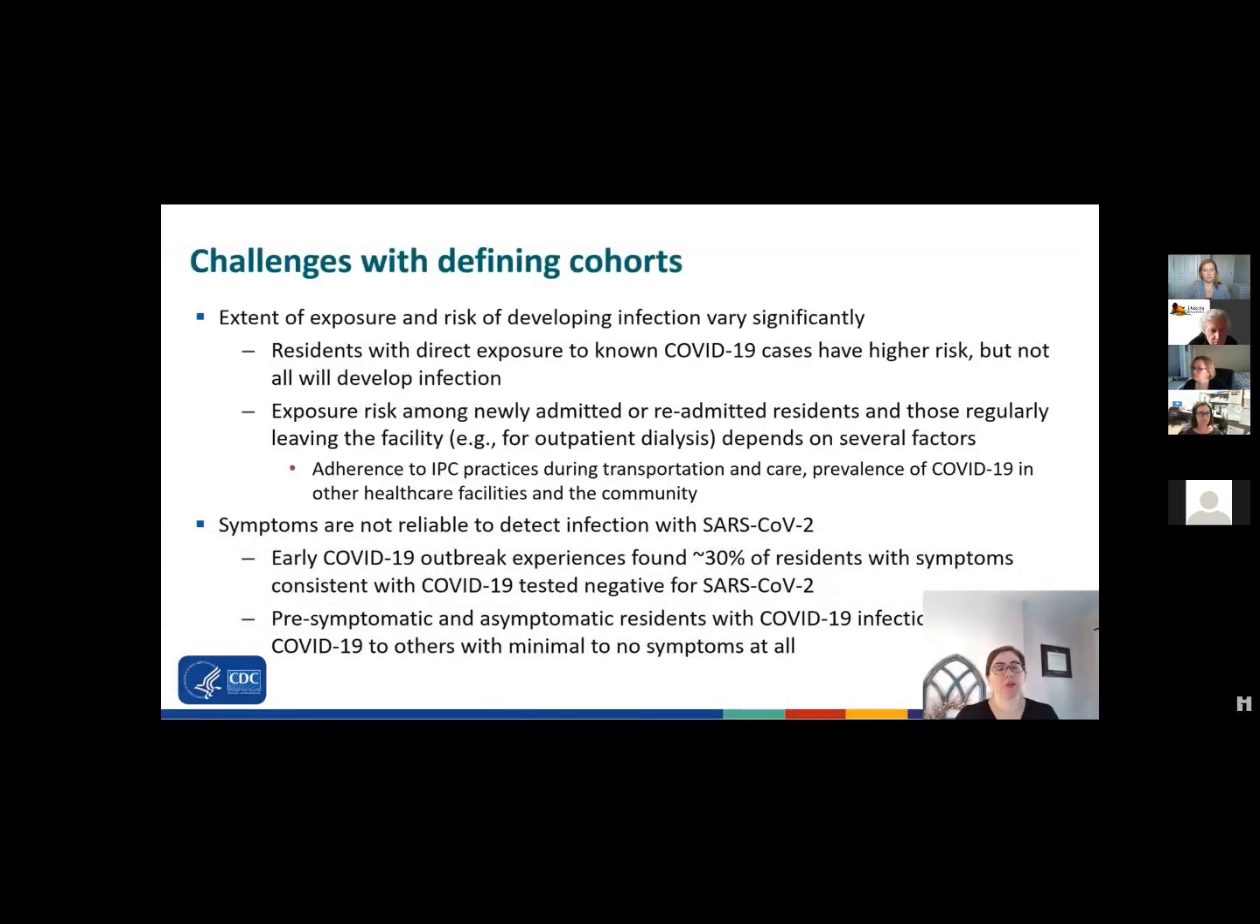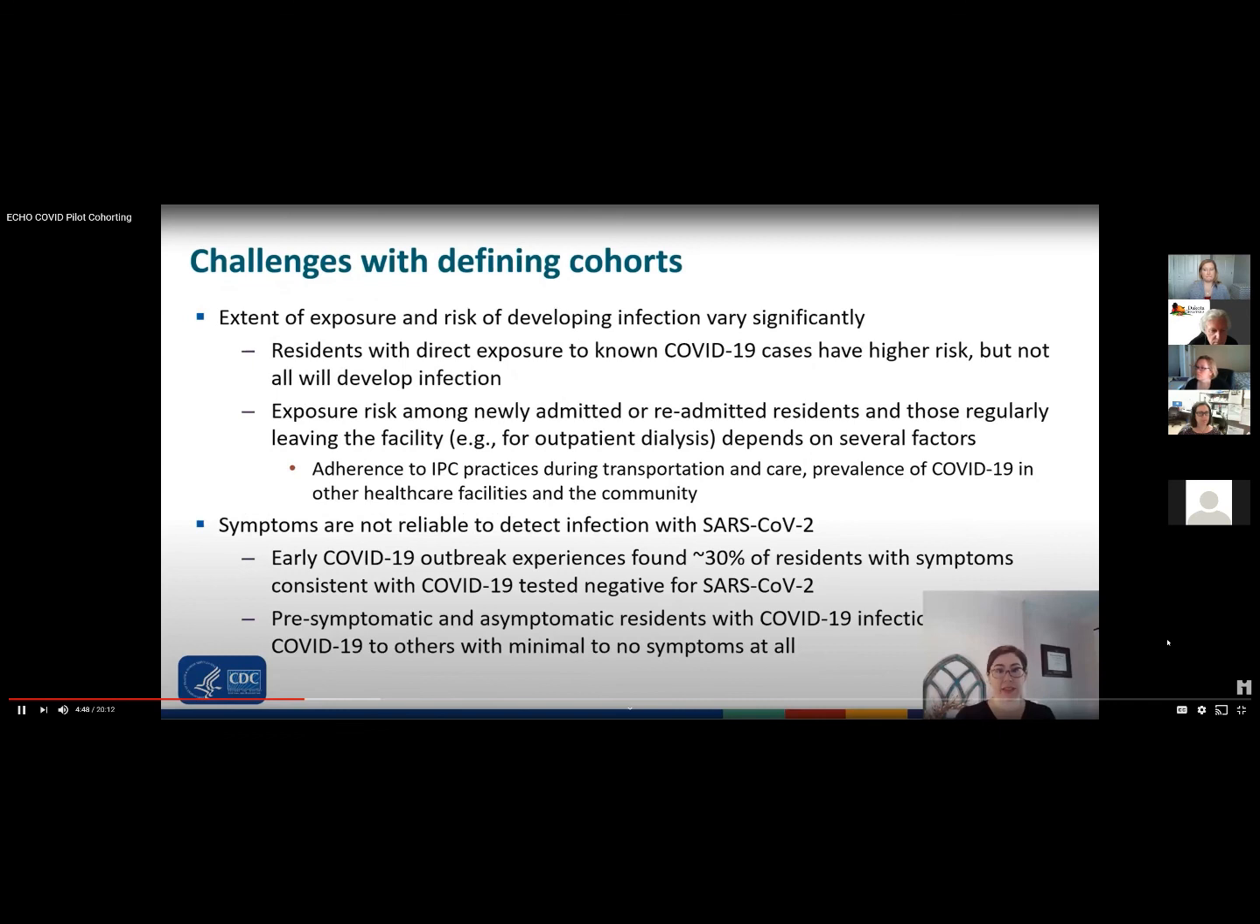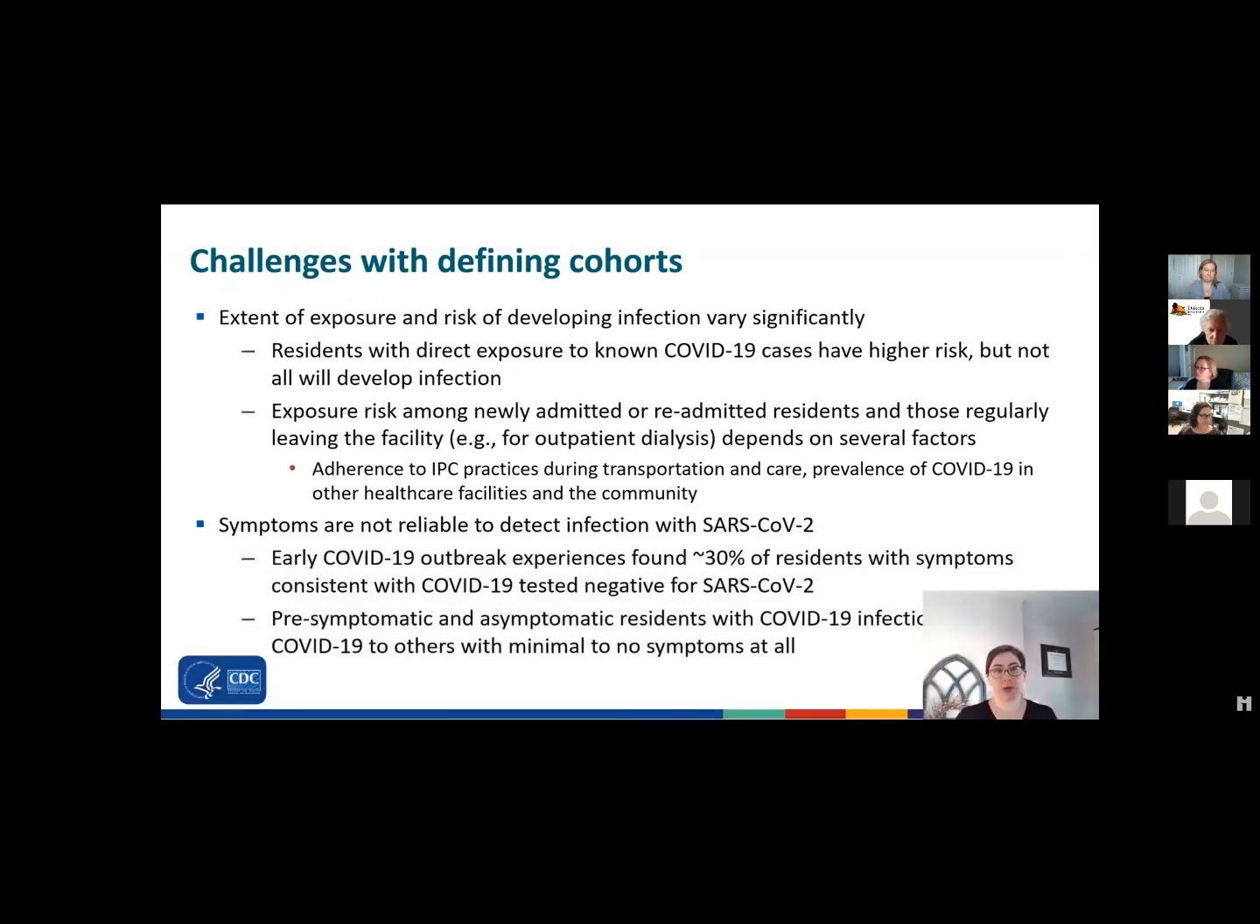So the reason it is challenging to think about this is because the extent of exposure is sometimes difficult to truly know, and then the risk of developing infection can vary, and that can make it difficult to make some of these decisions. So, for example, Mrs. Davis's roommates have had pretty close contact with her. They have had direct exposure to someone with known COVID-19. And so they most likely have a higher risk of going on to develop infection. But it doesn't necessarily mean that they will for sure go on to develop COVID-19.